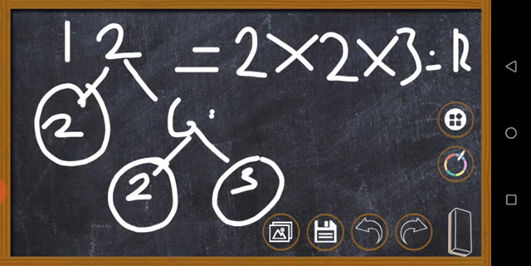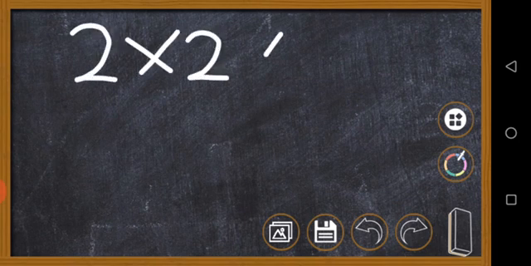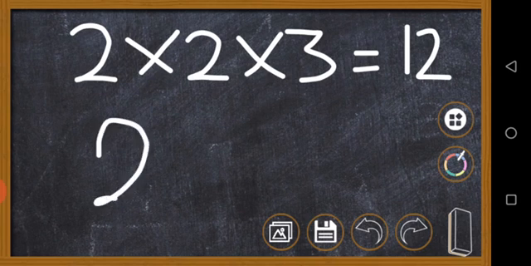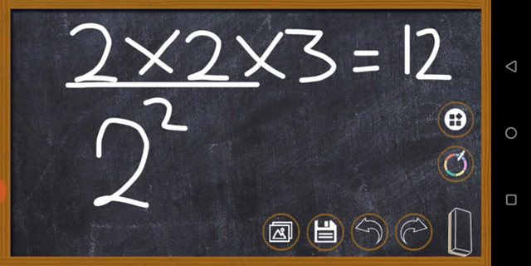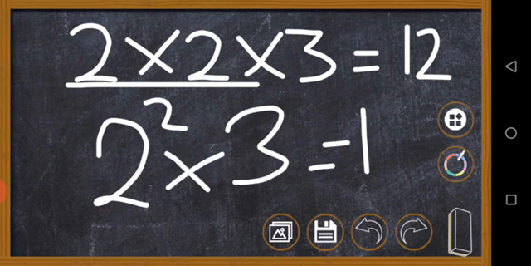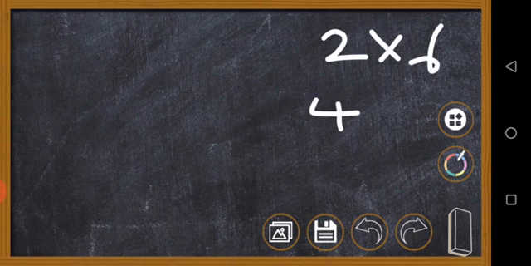Now, in index notation, to make your answer fine, it's going to be 2 to the power of 2, why? Because we have two 2's there, times what? 3 is equal to what? 12. Now remember I told you that there are 2 ways to get 12. We did 2 times 6 and we also did 4 times what? 3. So we've done this, so let's try this now.